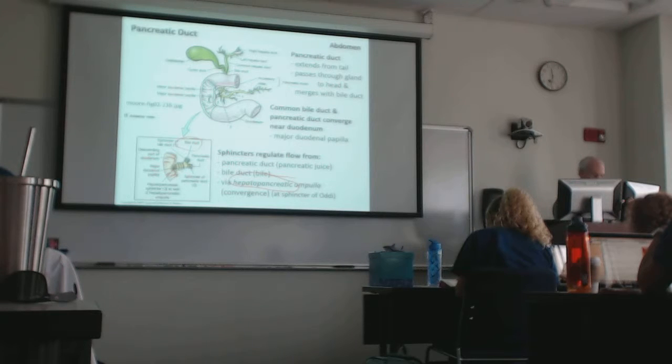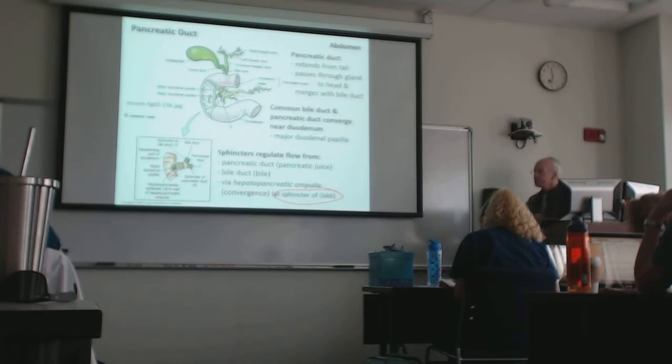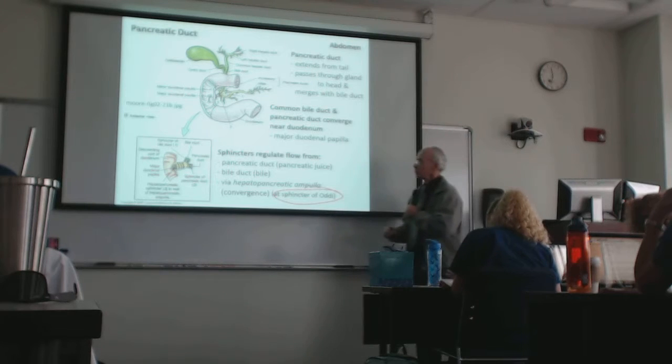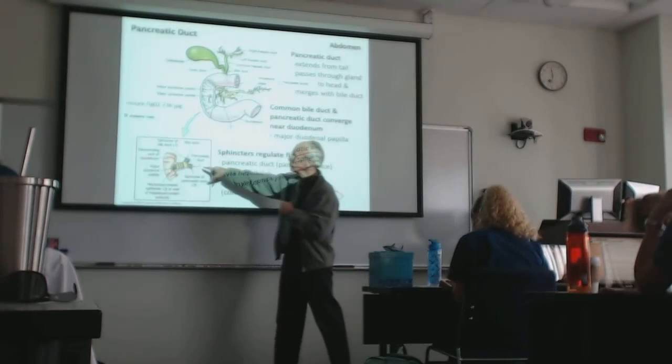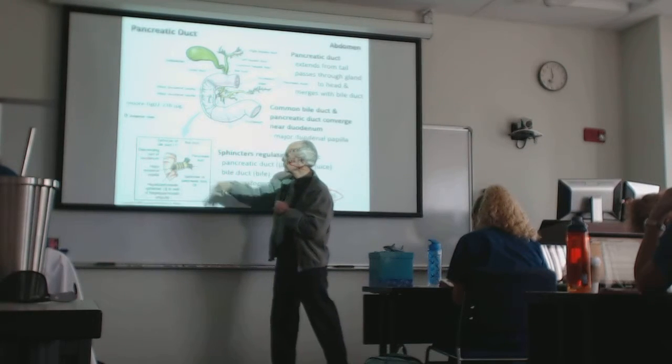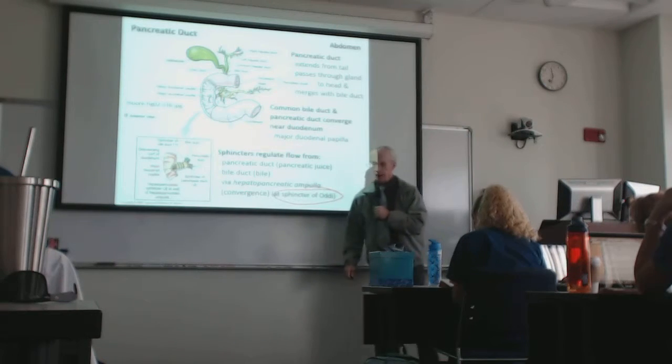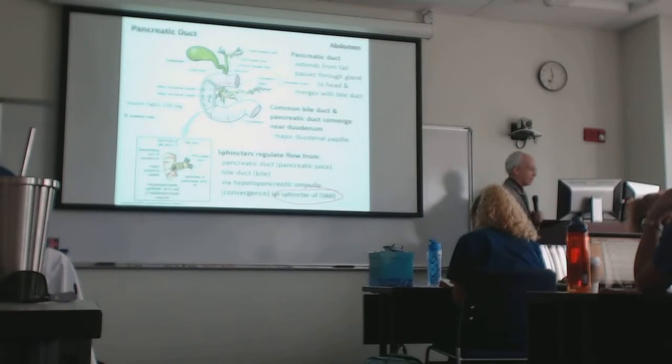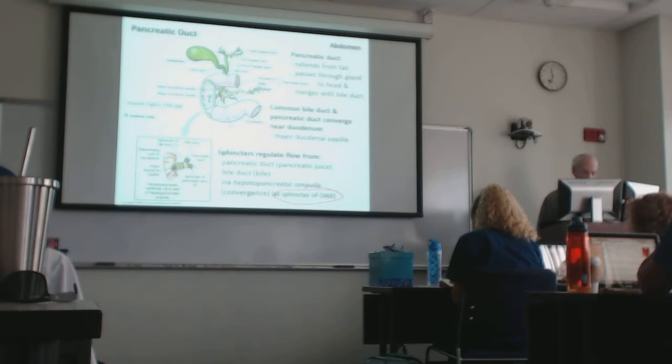These little rings, of course, are smooth muscle rings. Those represent sphincters, and that smooth muscle ring is called the sphincter of Oddi. You'll also notice there are sphincters at the bile duct and at the major pancreatic duct. However, the regulation of those is not well understood.